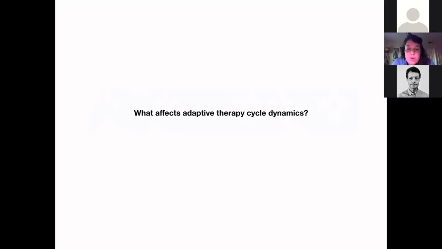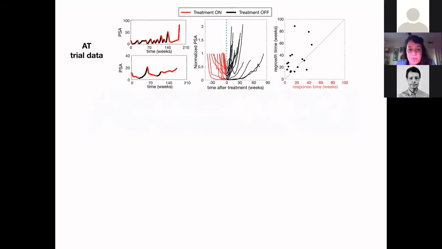And so the first question that we're asking here is, what affects adaptive therapy cycle dynamics? Here we're looking at adaptive therapy trial data from the metastatic prostate cancer trial. You can see a couple of patients here, what their PSA looks like over time. They have different cycles and fail treatment at different times.